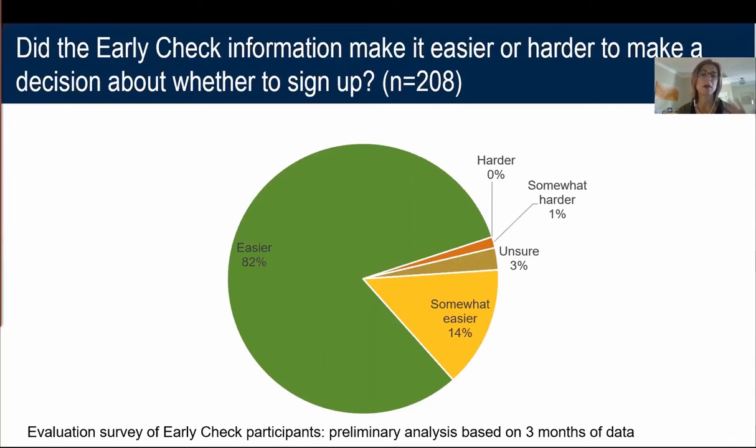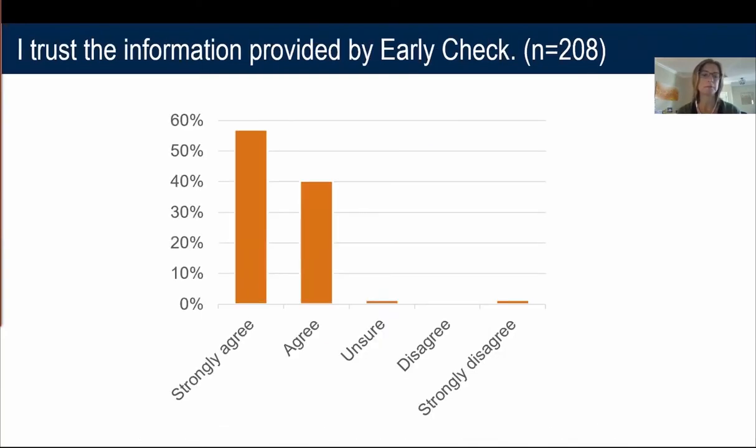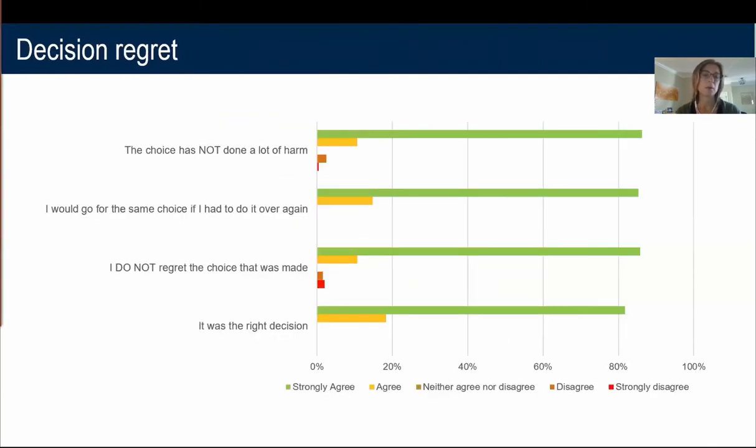So you can see that the large majority of our participants are indicating that it was easy to sign up because of the information. We asked whether they got enough information to sign up for Early Check, and again, the vast majority said yes, that they had. We asked them an important question about trust, whether they trust the information, and the large majority strongly agree with that statement. This is the last survey screen I'm going to show you, about decision regret.